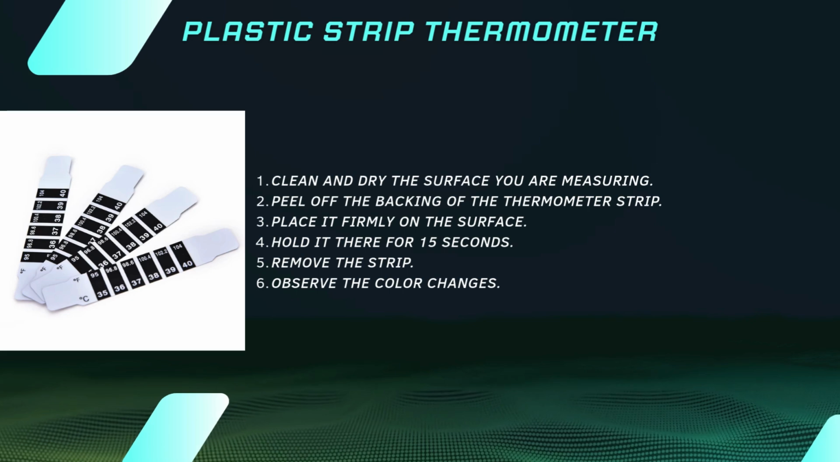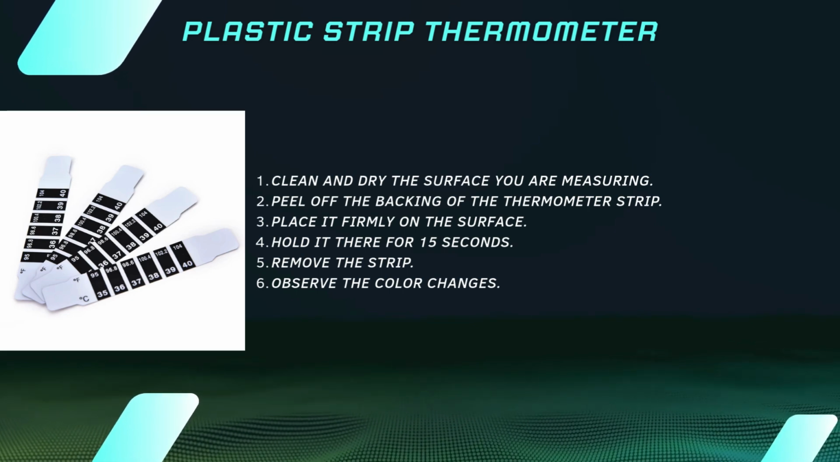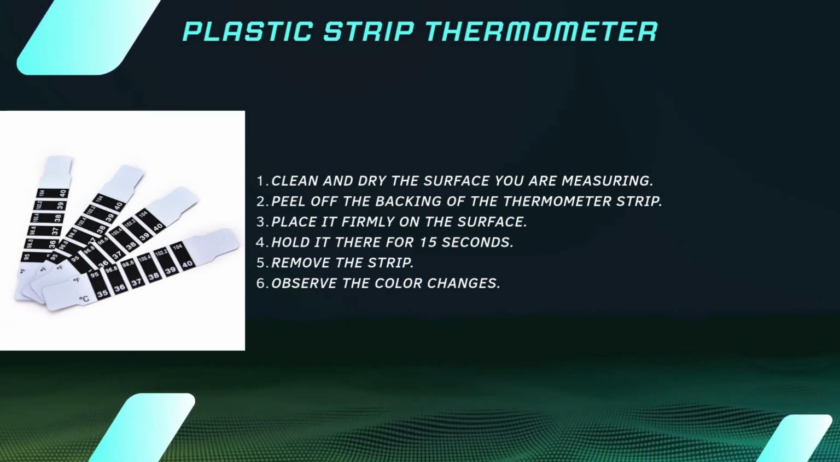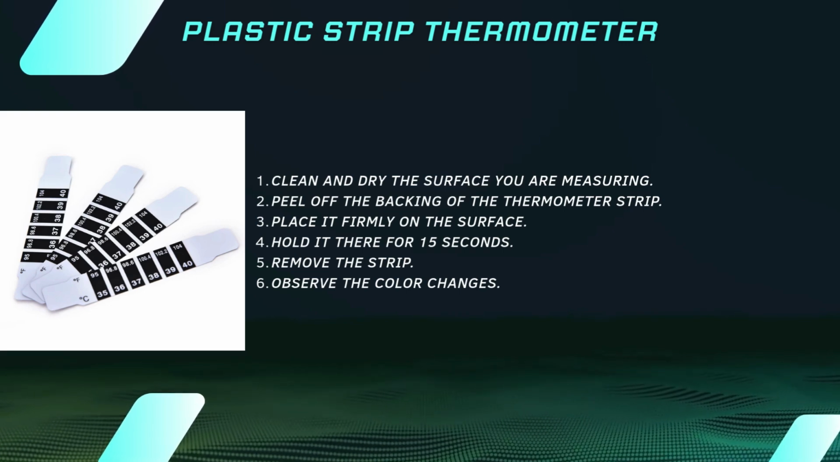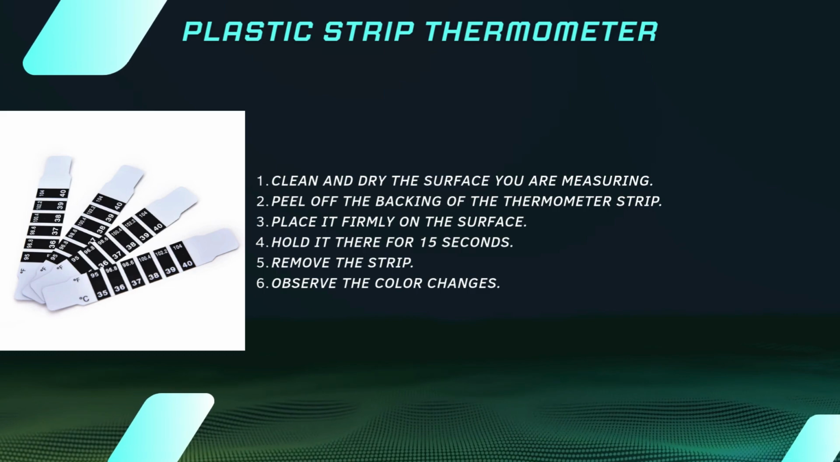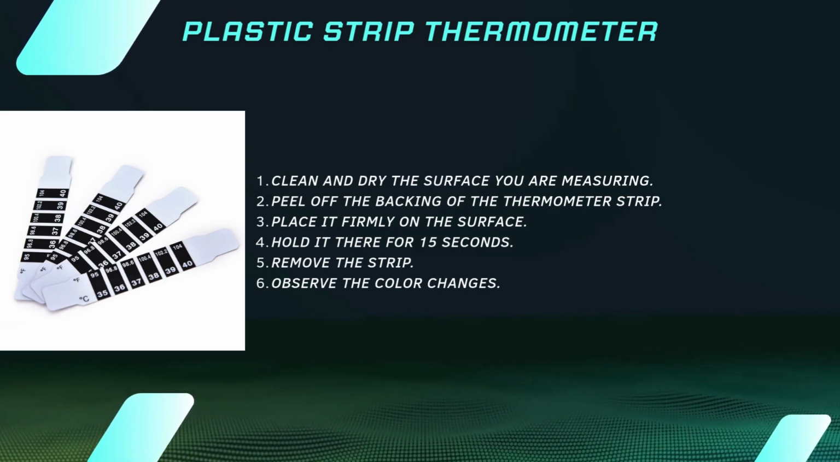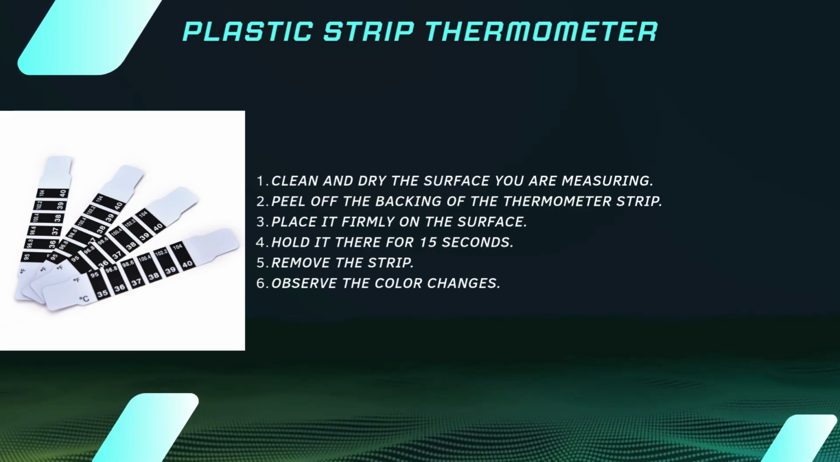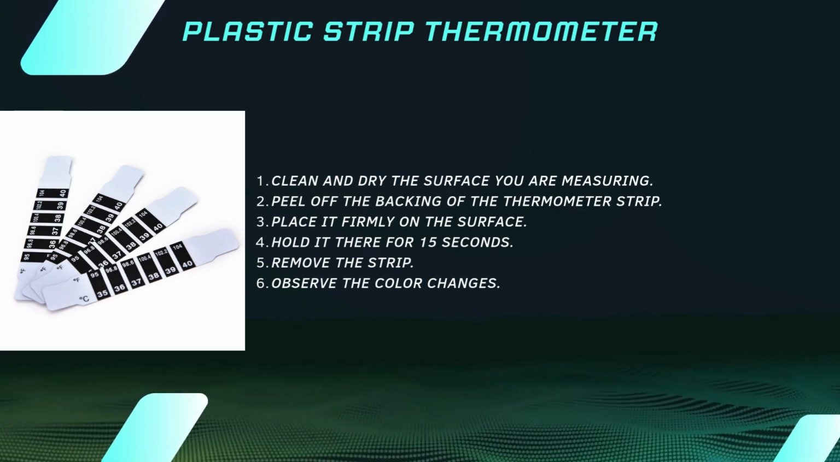When using the plastic strip thermometer, make sure the surface you are measuring is clean and dry. Peel off the backing of the thermometer strip and place it firmly on the surface. Holding the strip in place for approximately 15 seconds, after the specified time, remove the strip and observe the color changes. The color changes correspond to a temperature change indicated on the strip.